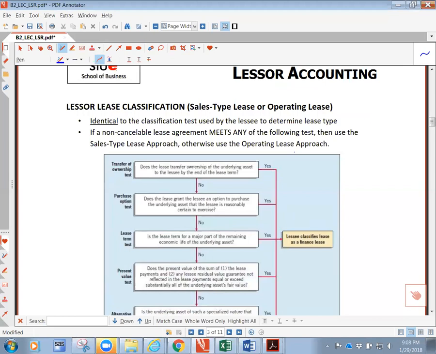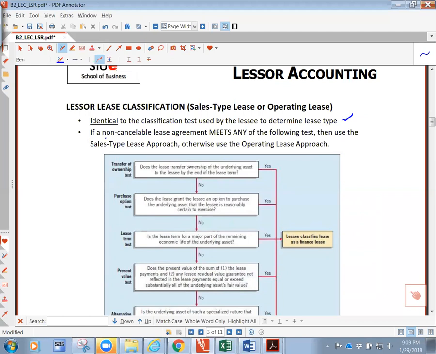This is one skill that you'll need to know, because before you can determine how you're going to account for a lease for the lessor, you have to classify it. So first of all, even though we're learning lessor, I want to point out that these rules apply also to the lessee. So we're getting a bit of a twofer here.